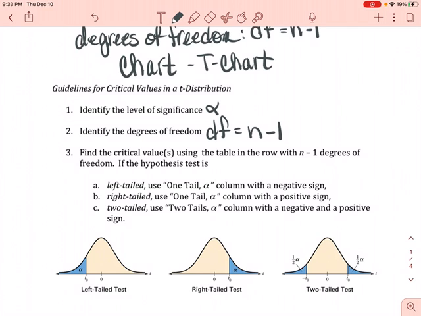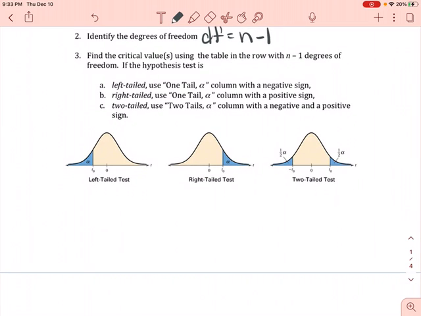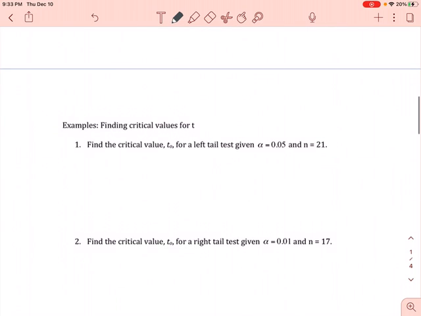If it's a left tail, you're going to go to the one tail column, go down to degrees of freedom, and whatever number that is, you're going to make it negative. If it's a right tail, you're going to go to the one tail column, go down until you get to degrees of freedom, and take that number as positive. If it's two tail, you're going to go to the two tail column, go down to the number, and make one side negative and one side positive. So here's your left tail, your right tail, and your two tail. All right, so let's try a problem of finding our critical values using our t charts.